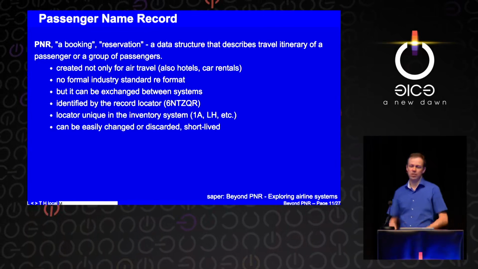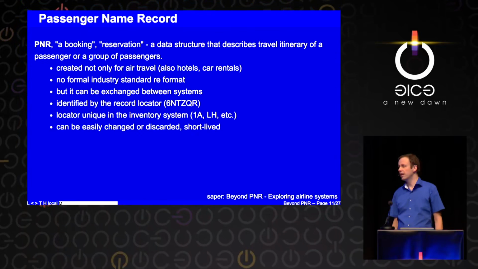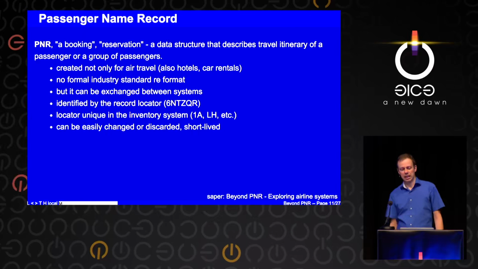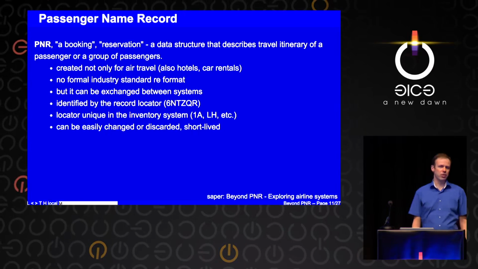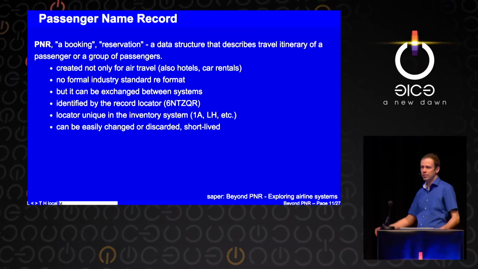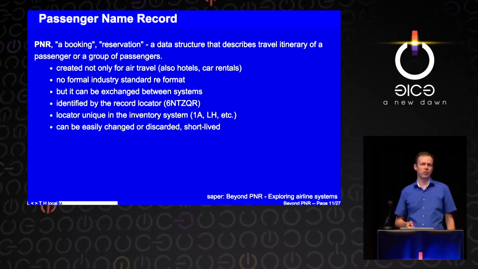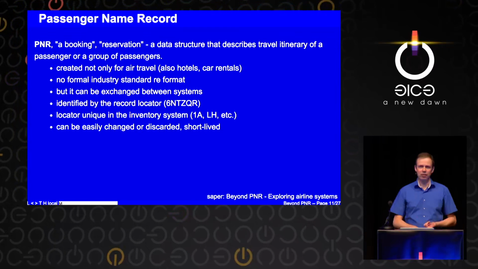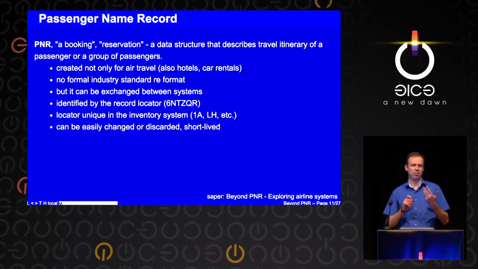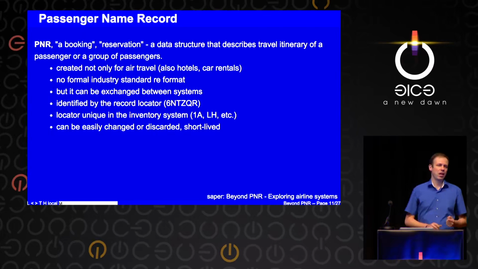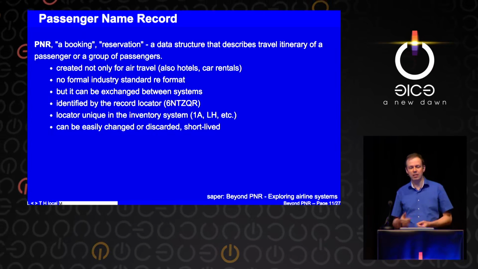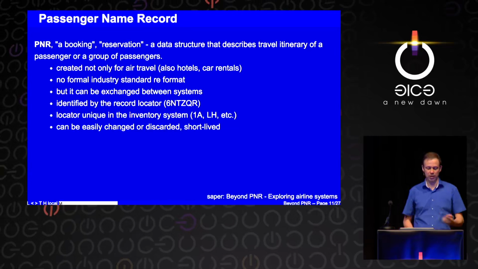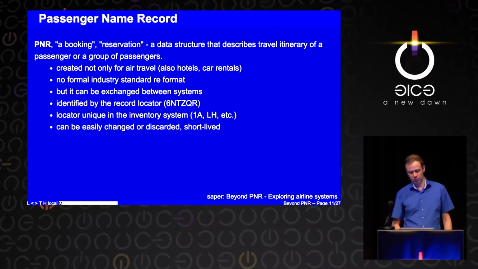So let's go back to the main subject here today. It's the passenger name record, what it is, why it is important. We sometimes call it a booking or a reservation. It's a structure that describes the itinerary of a passenger, or of a group of passengers, sometimes even a pretty large group. This can include travel by air, hotels, and car rental. You can even say somebody is driving or moving somewhere from A to B without using an airplane, and he continues air travel afterwards.